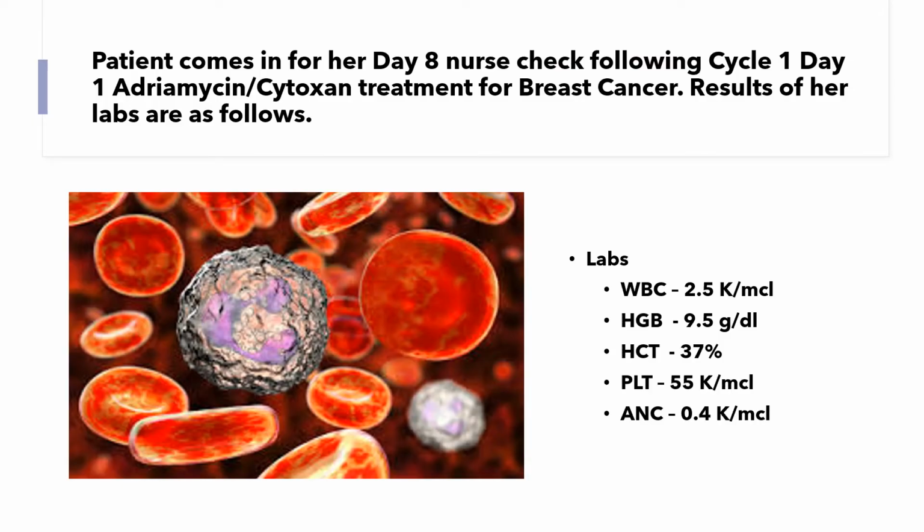So here is a critical thinking exercise where I'm expecting you to look at these labs and think in your head what you would do if this was your patient. A patient comes in for her day 8 nurse check following treatment last week. Results of her labs are as follows. You can see her white count is 2.5 with an ANC of 0.4. Her hemoglobin is 9.5, hematocrit of 37, and a platelet count of 55.